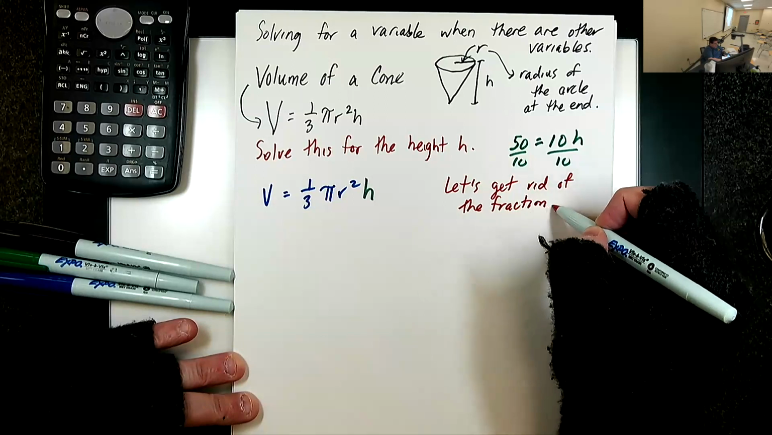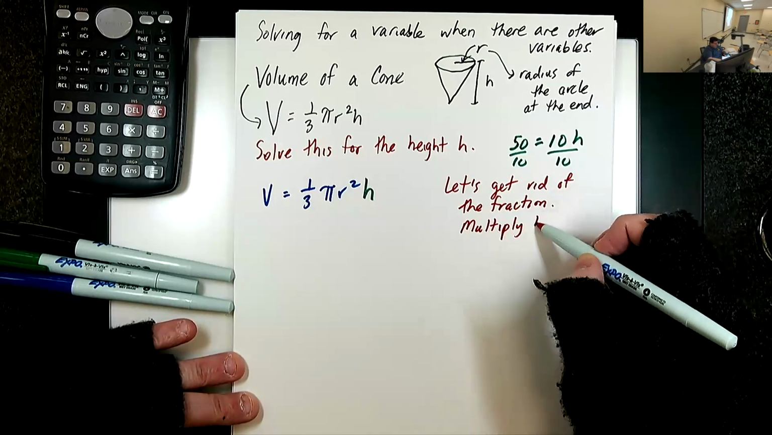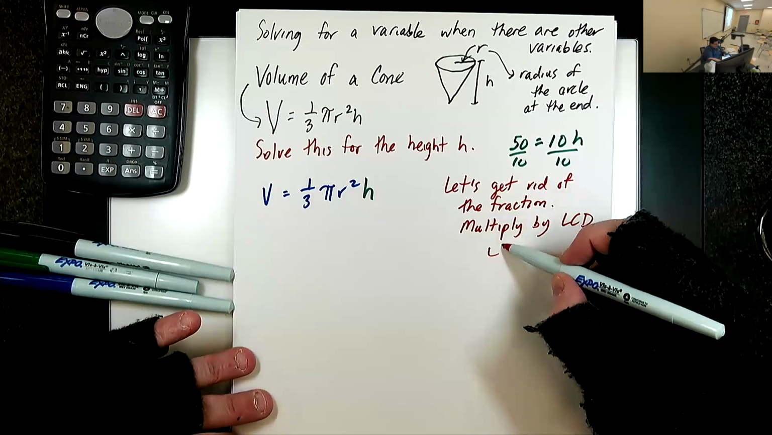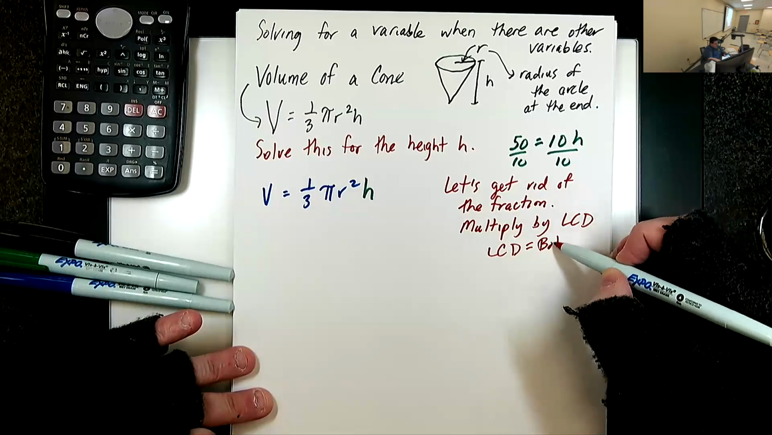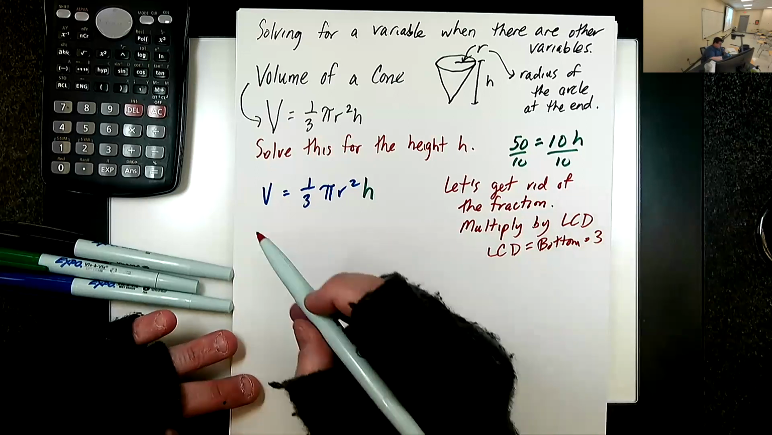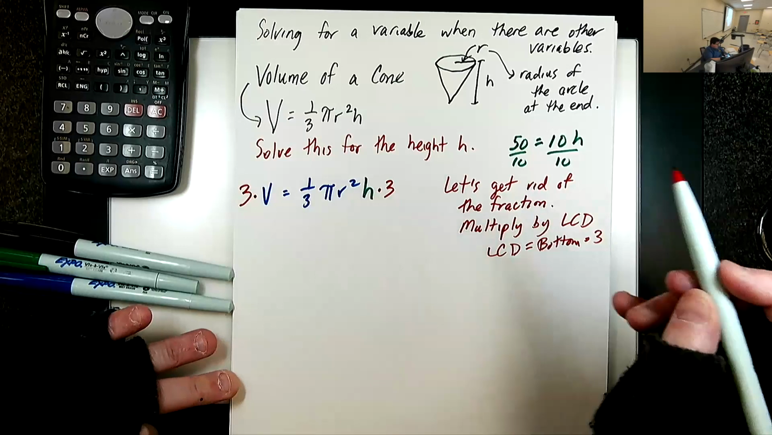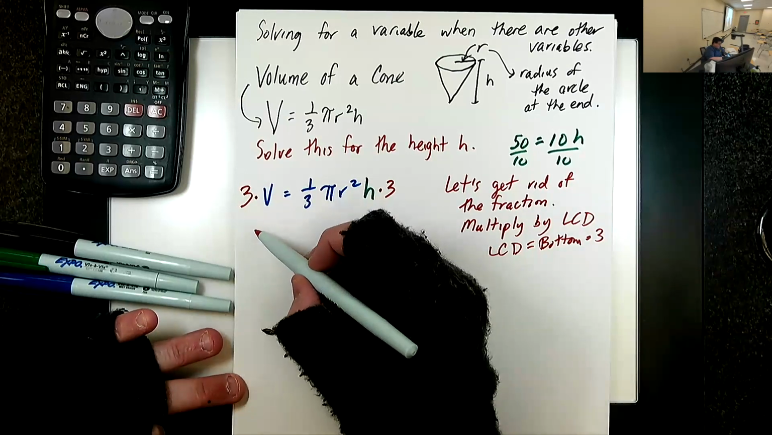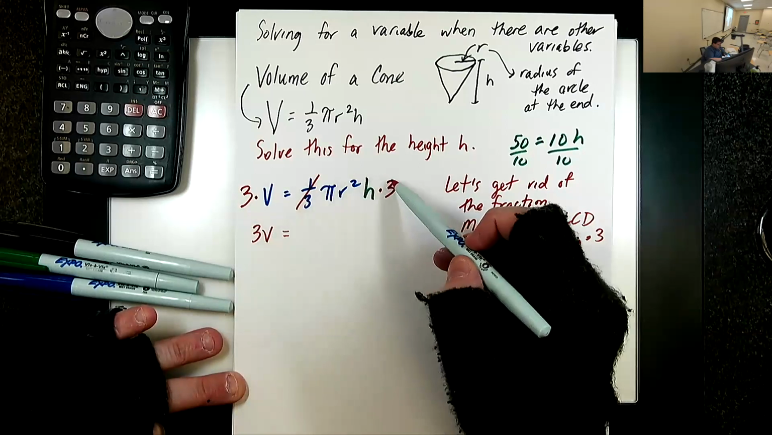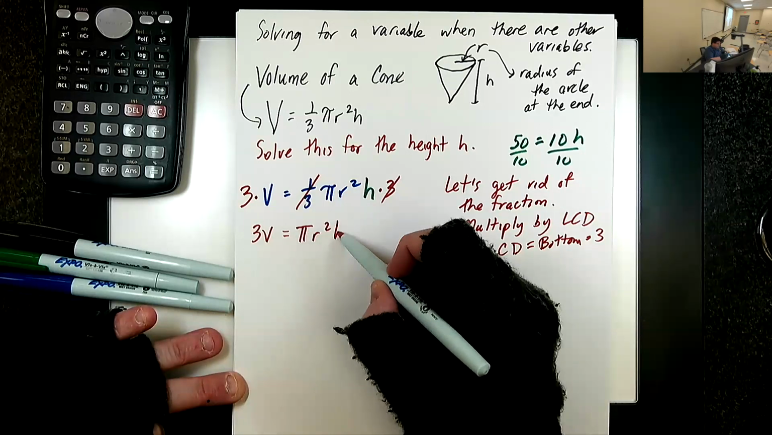And remember when we were doing this before, we multiplied by the LCD? But there's only one fraction, so the LCD is the only bottom that we have, which is 3. So I'm going to multiply both sides of this times 3. I get 3v on the left, and on the right, the 1/3 and the 3 cancel out, and I have pi r squared h.